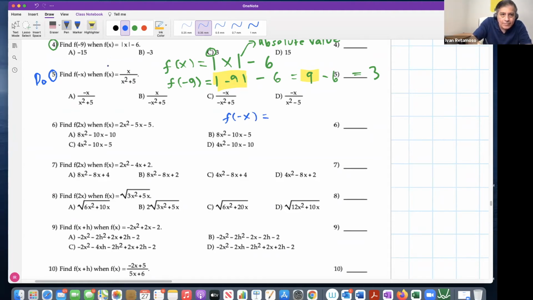f of minus x, right? Figure this out. This is f of x. f of minus x. Remember, x is just a placeholder, so wherever you see x, you substitute negative x instead, because that's our input value. So figure this out.